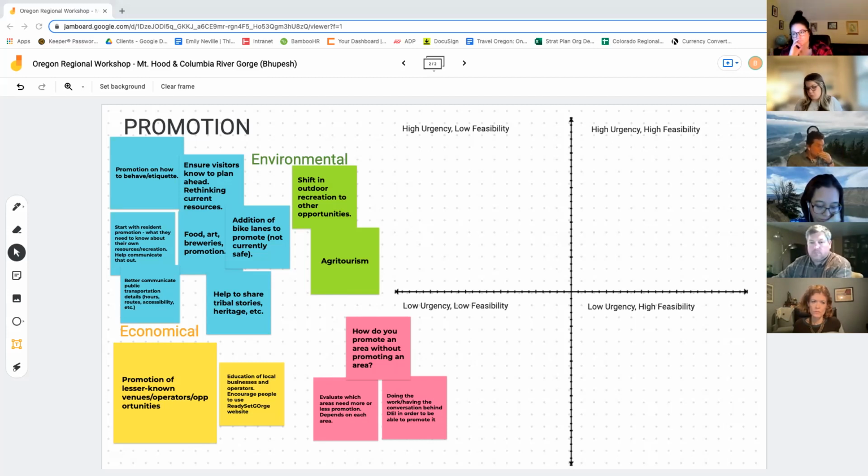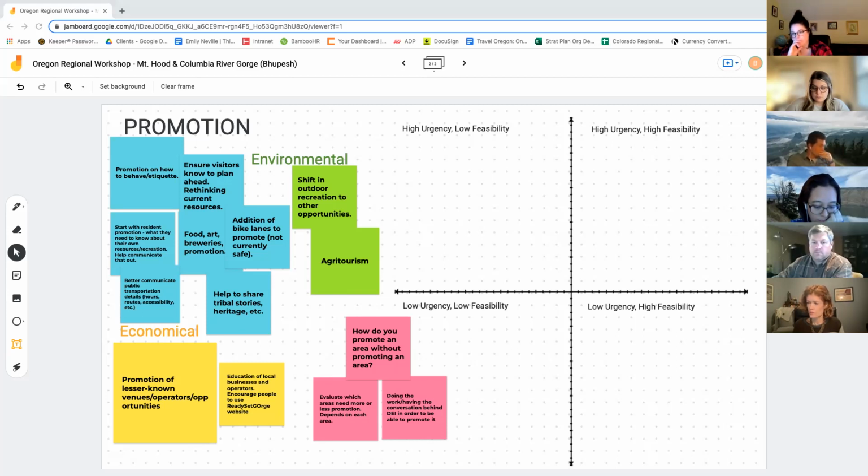There were also ideas around promoting a shift from strictly or solely outdoor recreation to other activities or opportunities. So visiting other communities that are less visited. Agritourism is another opportunity there as well.